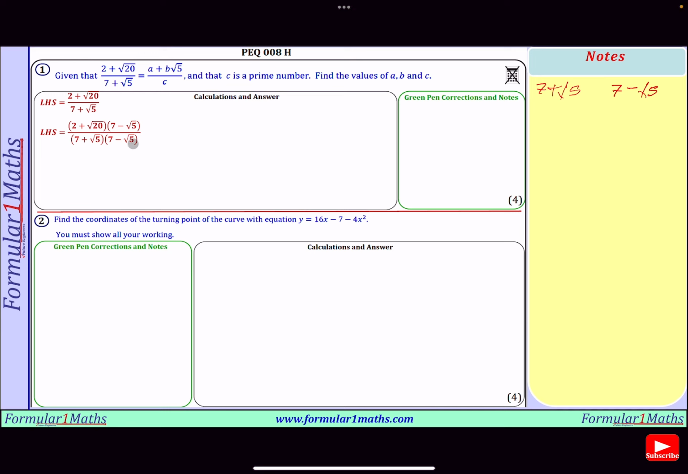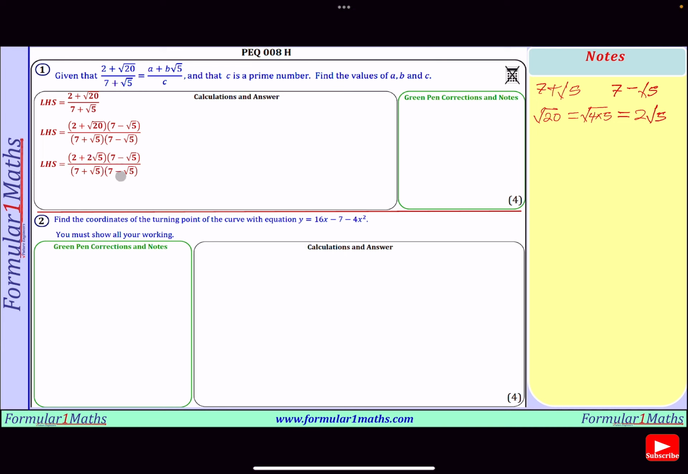The next step will be to expand both numerator and denominator. But before we do that, we need to simplify root 20, because root 20 can be written as root 4 times 5. But the square root of 4 is 2. So this will give us 2 root 5. So now we can replace root 20 with 2 root 5 as follows.